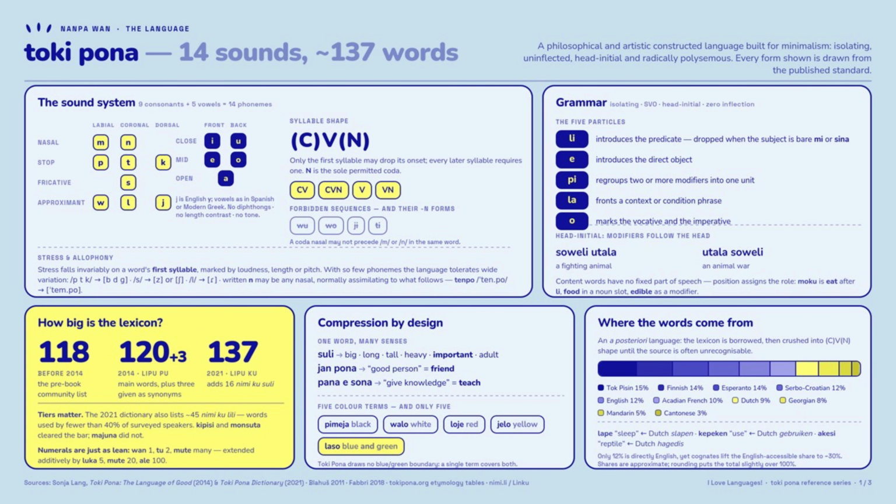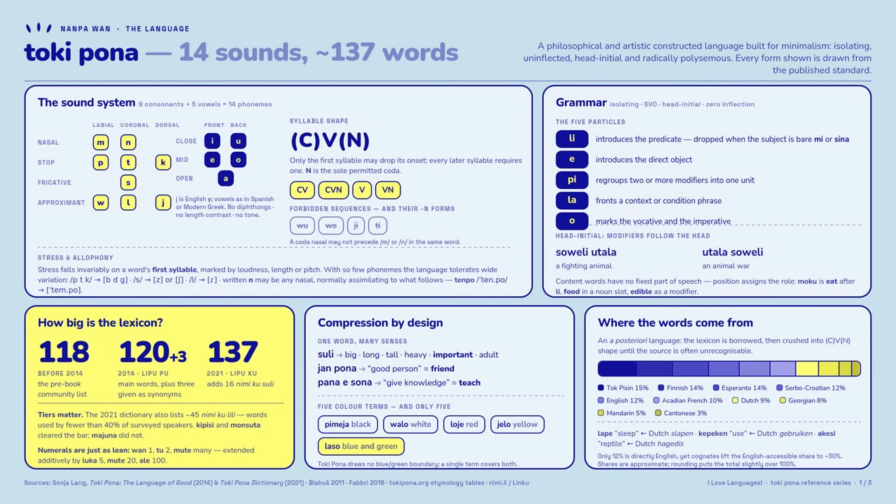Because the inventory is so small, it tolerates wide allophonic variation. P, t, k may surface as b, d, g, s as z or sh, l as r, and the written n may be realized as any nasal, normally assimilating to what follows.